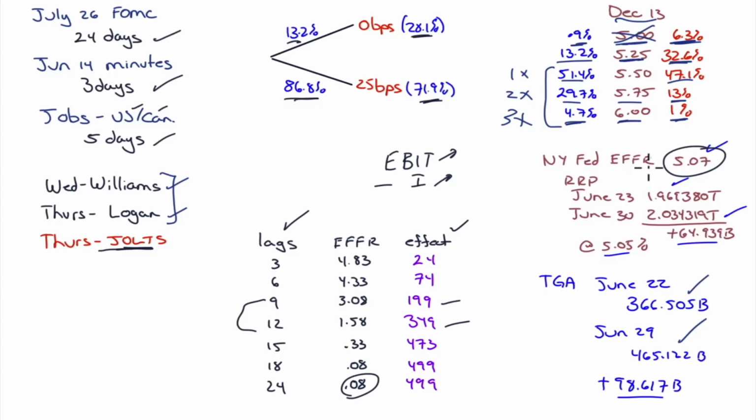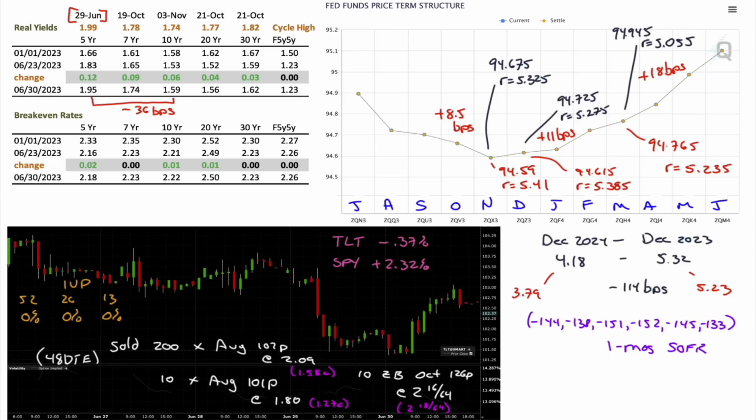We must accept it. Okay, real yields. Some excitement here. Look at the 5-year, 1.95. On June 29, they printed 1.99. That is a cycle high. So the 5-year real yield is now at a cycle high.